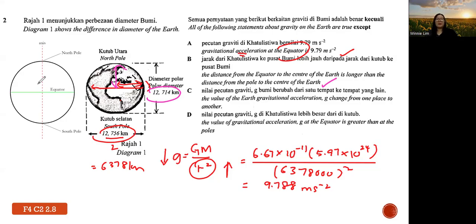Then C, the value of Earth's gravitational acceleration g changes from one place to another place. Correct. Okay, if you were to sub the half of this value into this equation, you will surely get a slightly different answer, as the value here is smaller so your value of g is slightly higher. But they want the one that is wrong. So the value of g at the equator is greater than the pole. This is not true because your equator is longer, so that's why the g value is supposed to be smaller. So the answer is D for question 2.